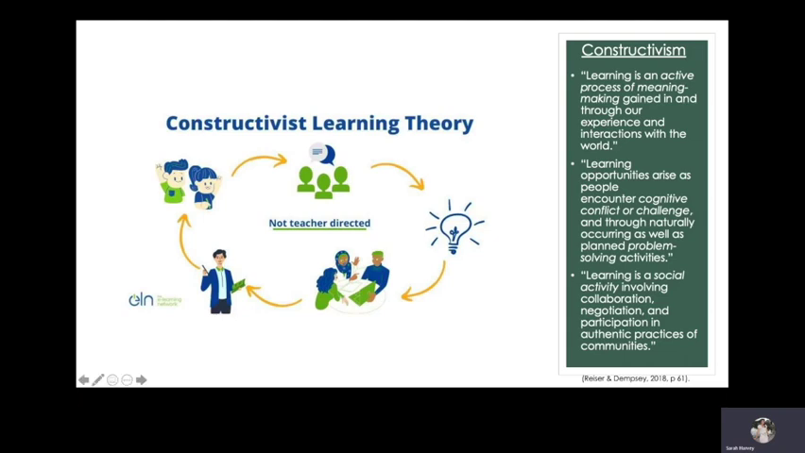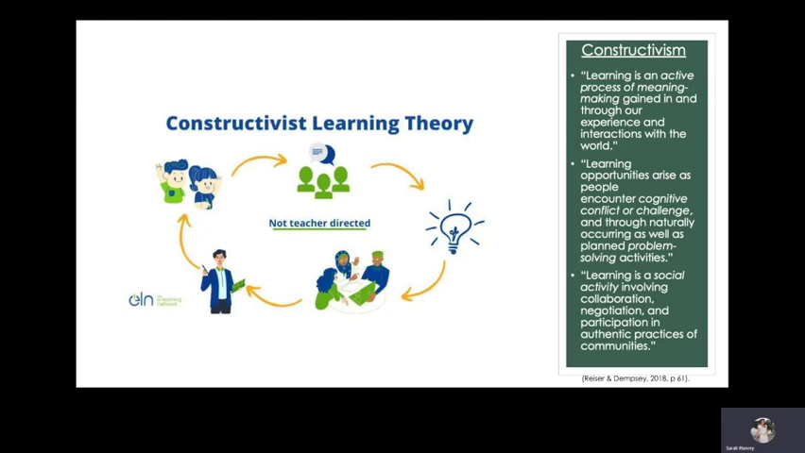We then move into constructivism. So for constructivism, there are three specific learning achievements or learning targets that are discussed in Reeser and Dempsey 2018. Learning is an active process of meaning making gained in and through our experience and interactions with the world. And that is where we see that connection between constructivism and active learning.